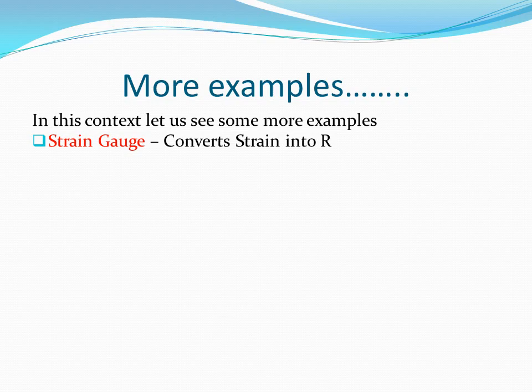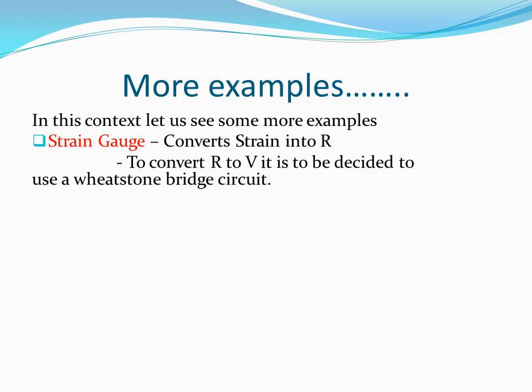A strain is a physical quantity which is created by placing a weight or a force. So the force is converted into strain. In a strain gauge, it converts a strain into resistance. However, the resistance cannot be further processed in an electrical circuit, because in an electrical circuit everything is processed in terms of voltage or current. So we need to convert the resistance into a voltage. So there comes a Wheatstone bridge circuit, which converts a resistance to voltage.